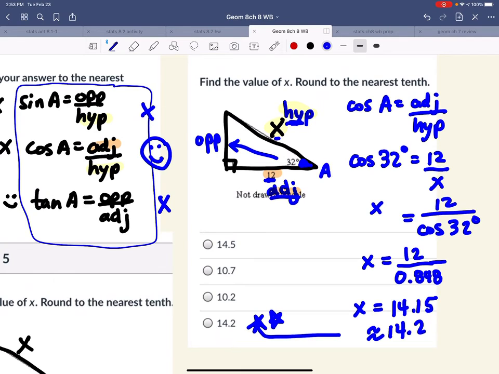Nice work, guys. Also, if I plug this back in, I notice that it is bigger than one of our sides, 12, so it also makes me feel better. These would not have made sense anyway.